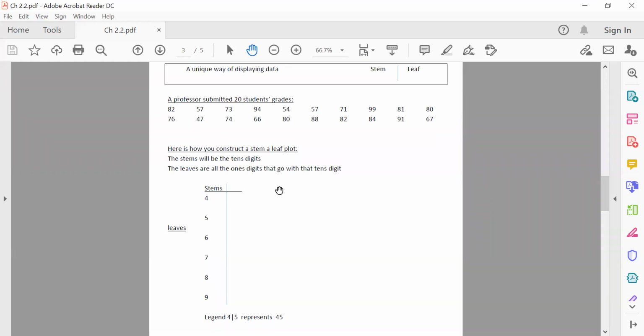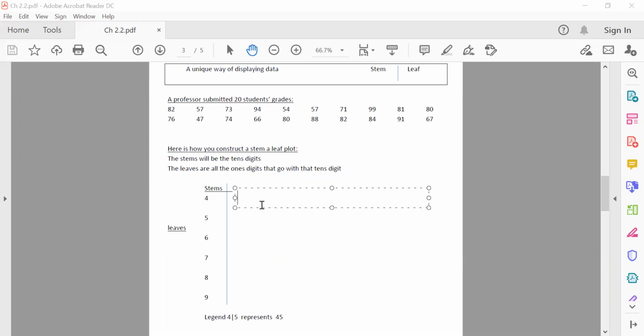If all your data was like 9.3, 7.2, in that case, you'd make the stems the 1 digits, and the leaves, you'd make them the tenths digit, the first value after the decimal point. So it just depends on what you have. And it's very straightforward, especially once you see what I'm about to do with it.